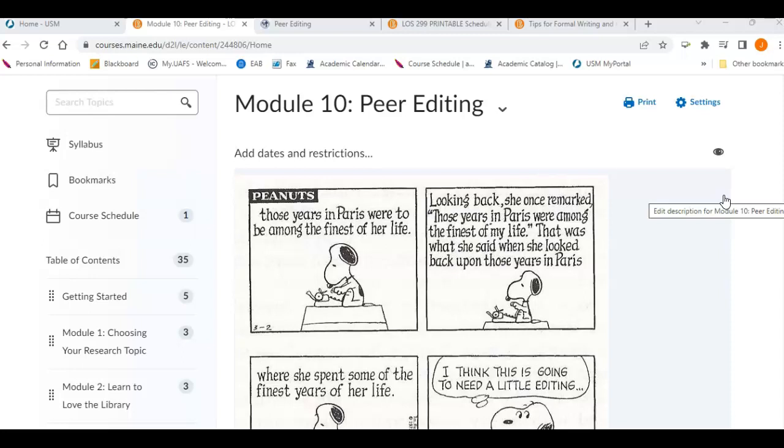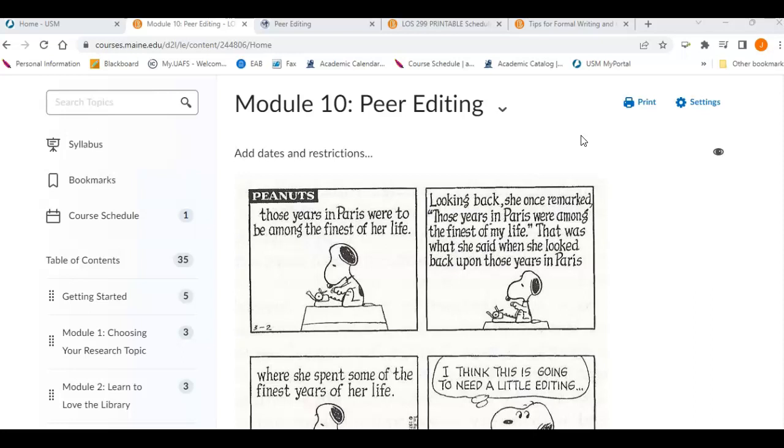As we get closer to the end of the semester and we're really trying to hone in and get those really refined final drafts, one of the best ways to do that is through peer editing. It's really hard when you've been staring at the same paper all semester to catch those little mistakes or confusing sentences, because you know what you were trying to say, so it makes sense to you.